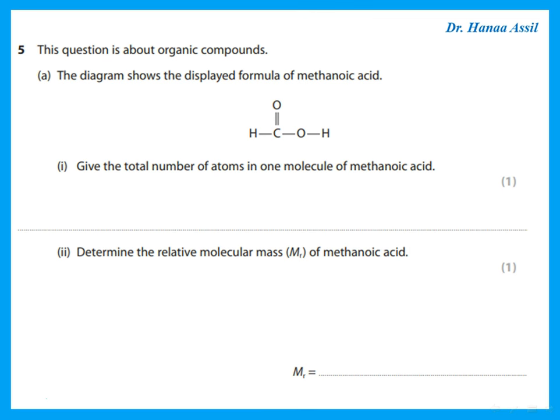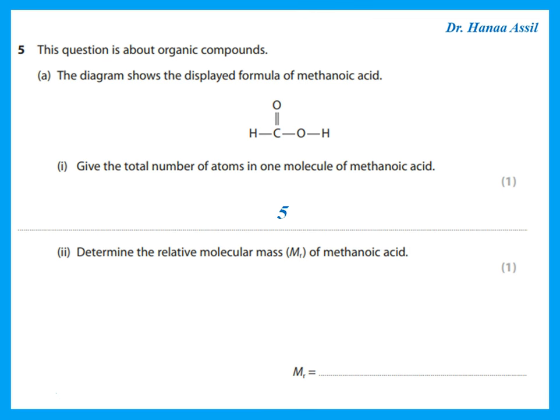This question is about organic compounds. The diagram shows the displayed formula of methanoic acid. Now, give the total number of atoms in this molecule. Remember that sometimes he says give the total number of atoms, and sometimes he says give the total number of different atoms. So here he wants the total number of atoms. So I have 2 hydrogens, 1 carbon, 2 oxygens. I have a total of 5 atoms in this molecule.